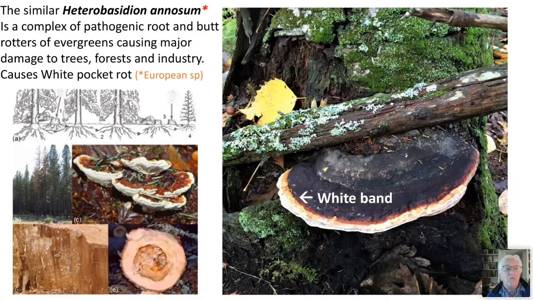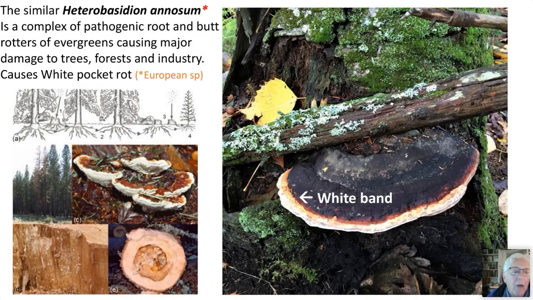The similar Heterobasidion annosum looks somewhat similar, but it has a white band around it and leads to a very destructive disease of oak trees and other trees. It's called annosum root rot. The interesting thing is DNA evidence shows us that annosum does not live in the United States. It's only a European mushroom. Nevertheless, there are four or five different species that have their own names. We still call them generally Heterobasidion annosum, or DNA will break them off and give them different names.